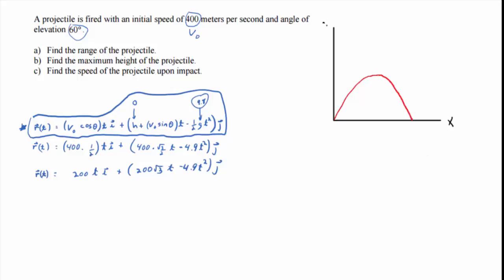This is x, this is y. So what do we mean by the range? We mean the horizontal distance. We're not talking like the function range that you learn about in algebra. It's the horizontal distance, right? Which is controlled by the i component of r of t, right? But I think we're going to have to make use of the j component as well, aren't we?